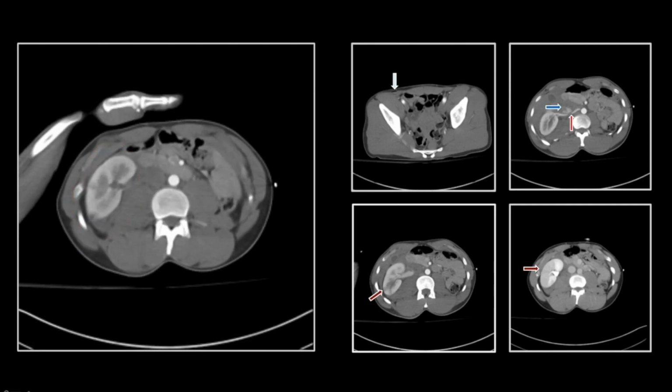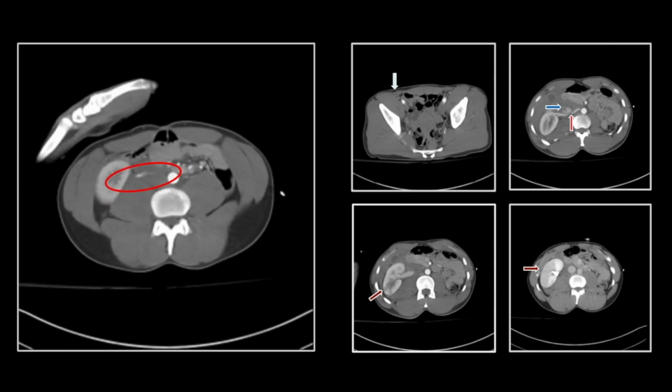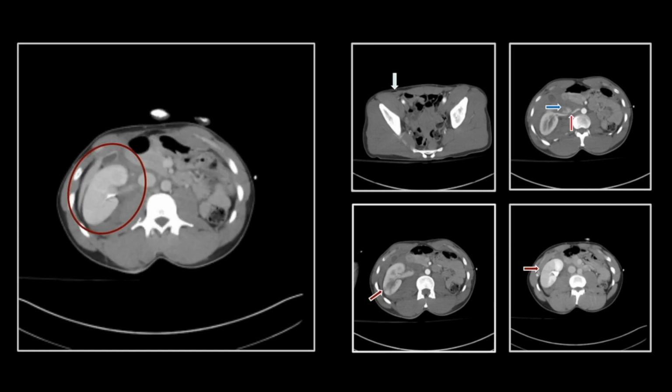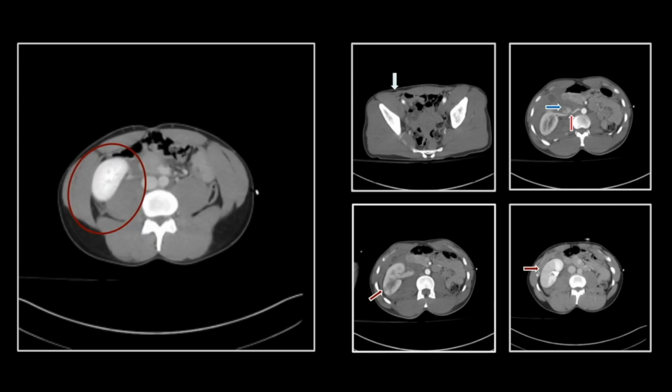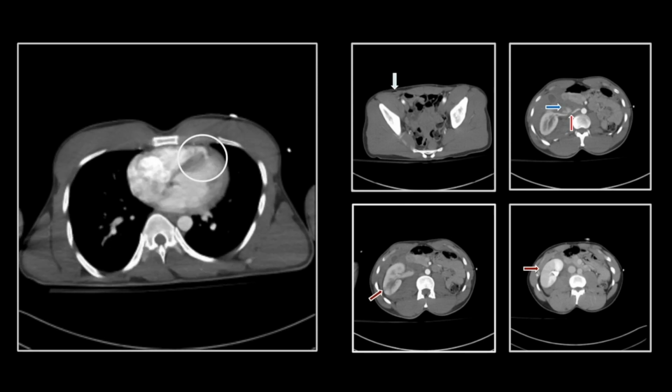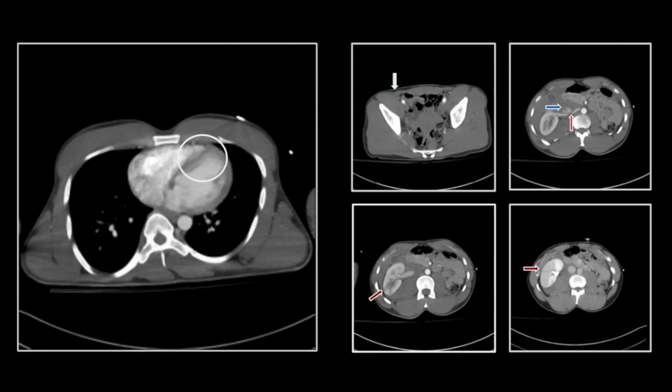Inferior to that, you can see this patient actually has an accessory renal artery, which explains the appearance of that right kidney on delayed images, as that accessory artery preserves the perfusion to the lower portion of the kidney. And lastly, the metallic fragment in the right ventricle.